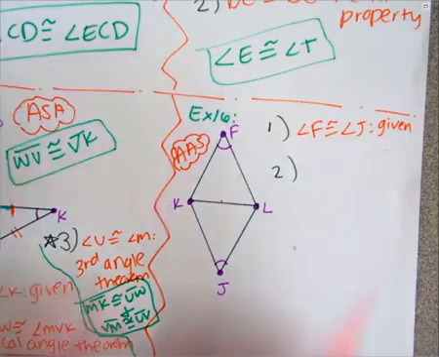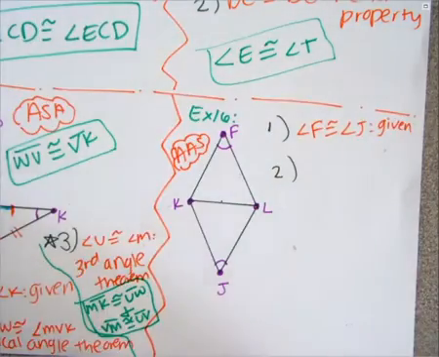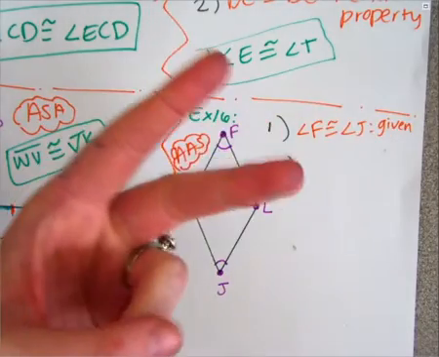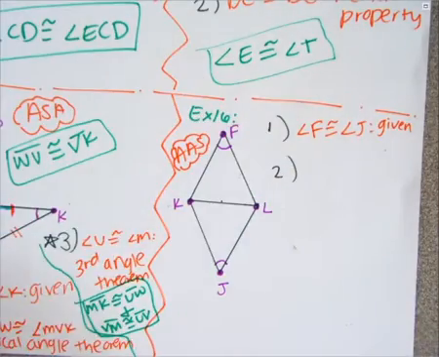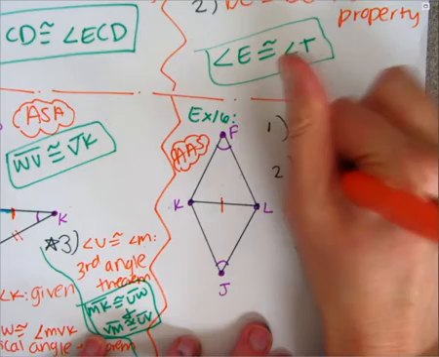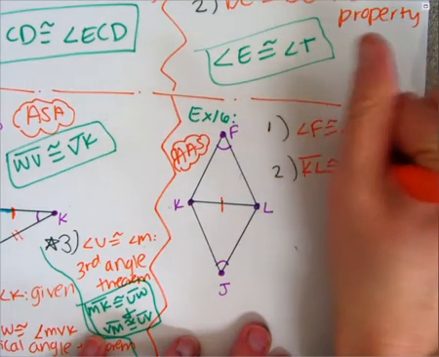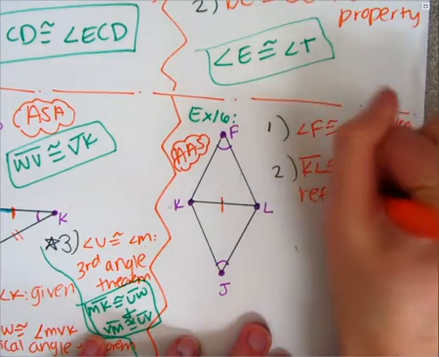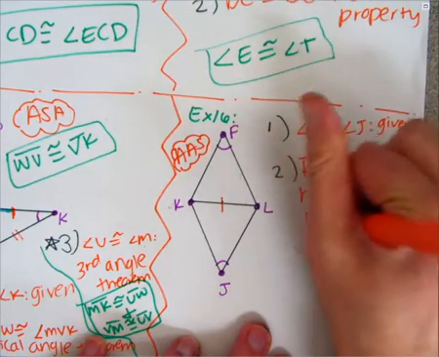So do you guys spot any of those nifty tricks? Vertical angles, the third angle theorem, or a shared side, aka the reflexive property. There is a shared side, you guys. So I can say KL is congruent to KL by the reflexive property. Yay!